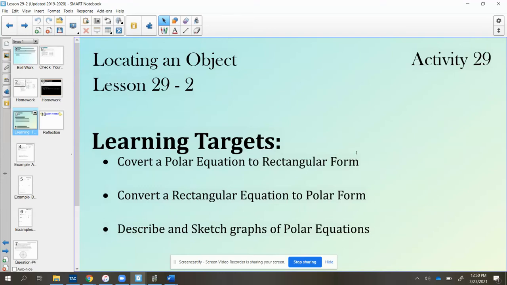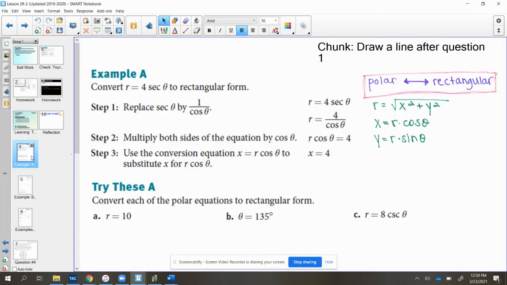Everyone, and welcome to lesson 29.2, which is going to talk about converting polar equations and rectangular equations into the alternate forms. Today's lesson starts on page 397 in your Springboard textbook. So in the first couple of examples, we see some examples that we've already talked about in a prior lesson, and we're also going to start talking about converting more polars to rectangular formats.